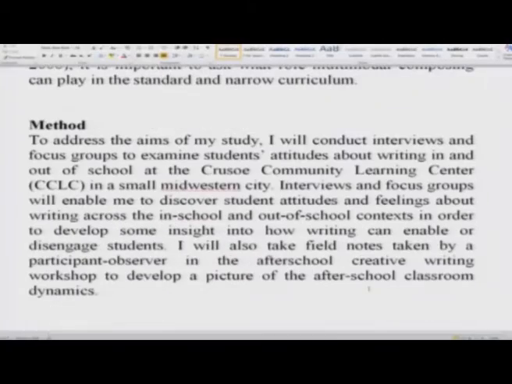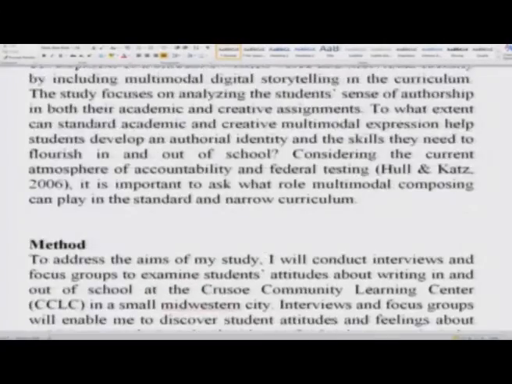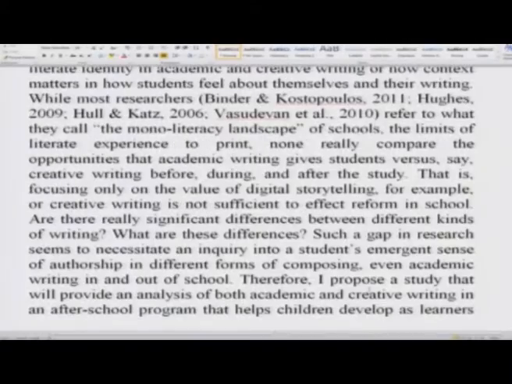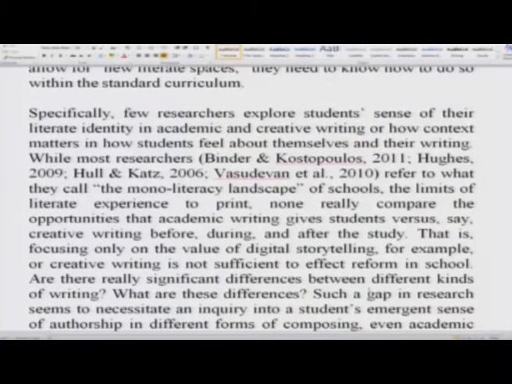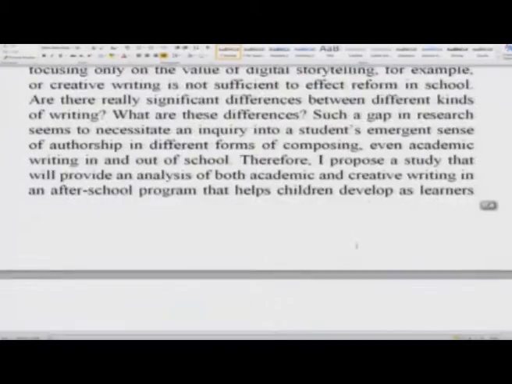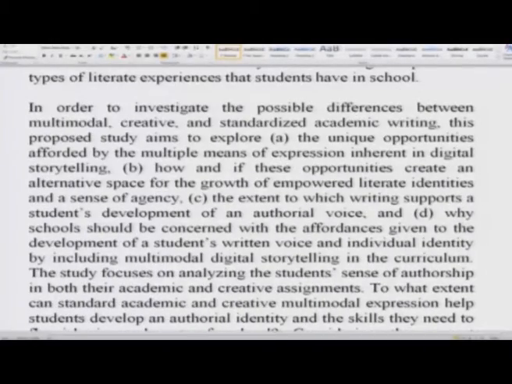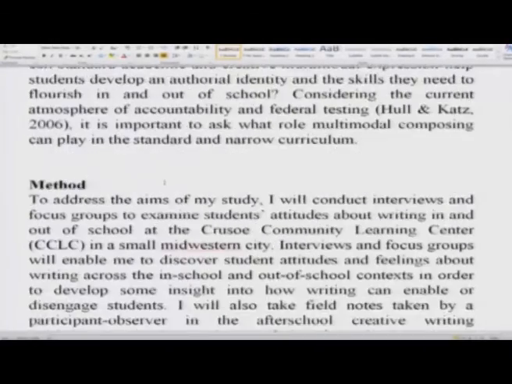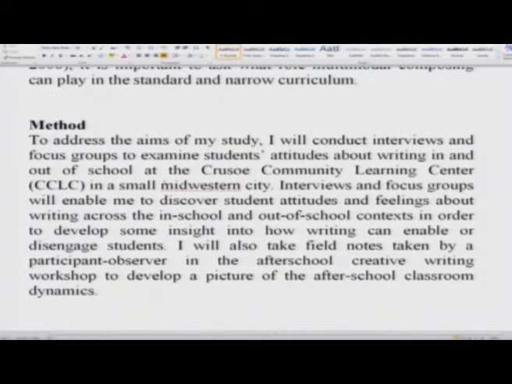There is also a very brief review of studies here, and the writer has identified the gap, has stated the purpose of the study, then detailed research questions are mentioned here. Now, the writer talks about methodology.